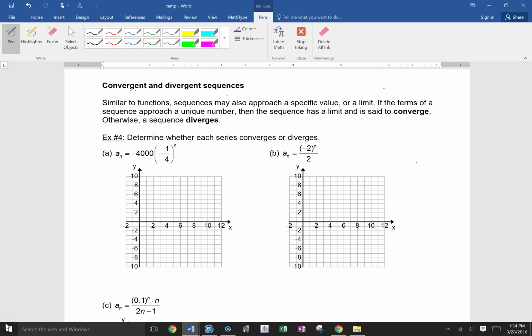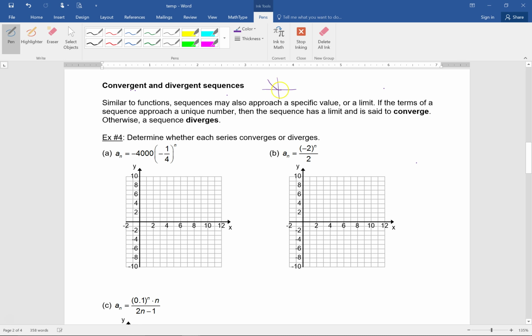So with functions, you can have a graph of a function that looks like this. What is the limit of this function as x approaches infinity? Right, it's infinity. Well, what if f of x looks like this? What's the limit of f of x as x approaches infinity? Right, so you know that at infinity, functions can either approach infinity or they can approach a finite number.